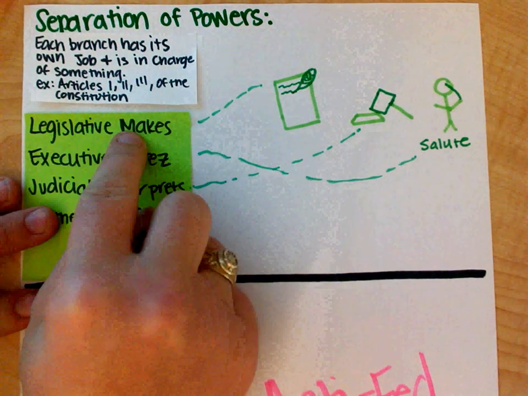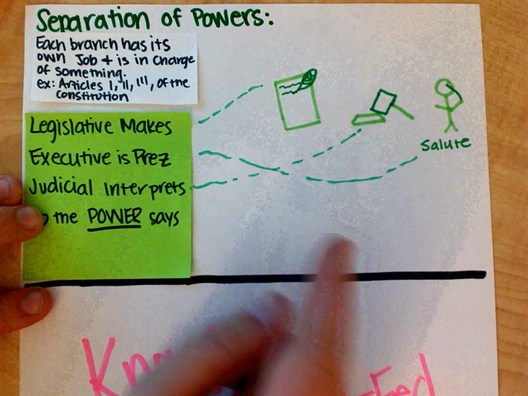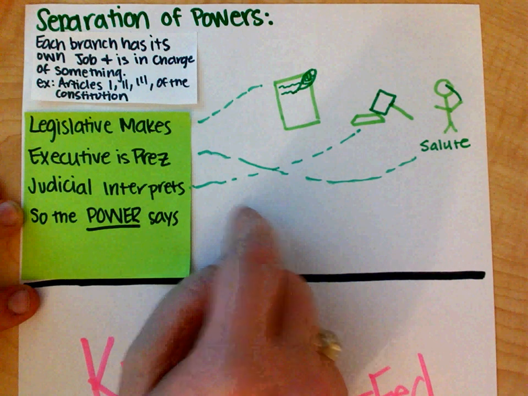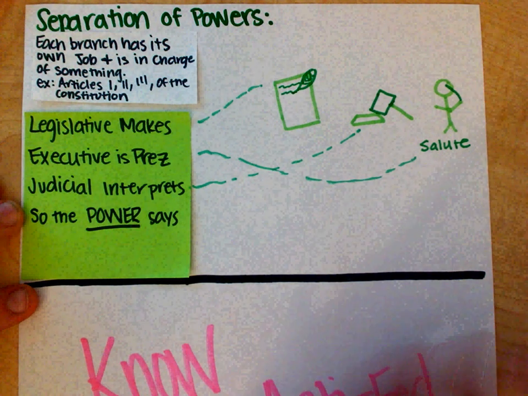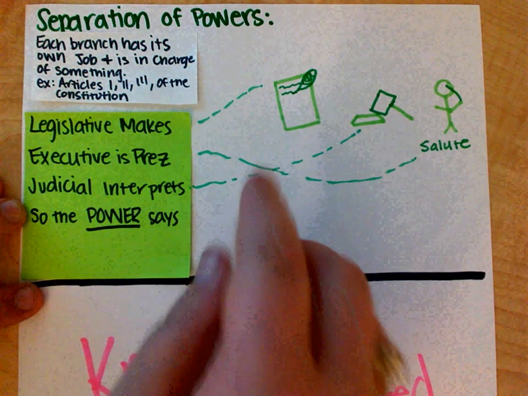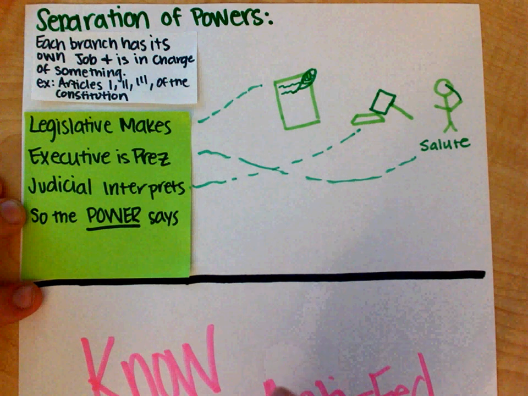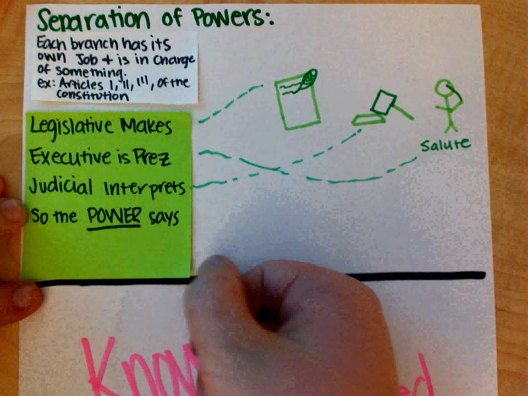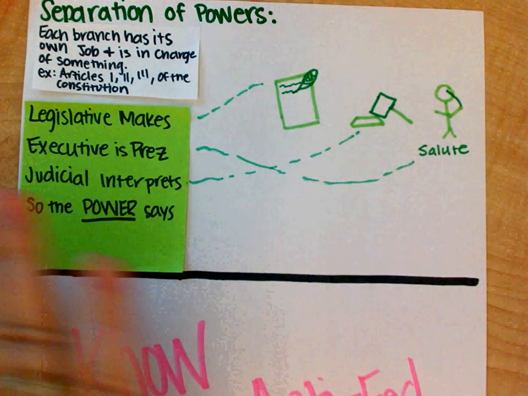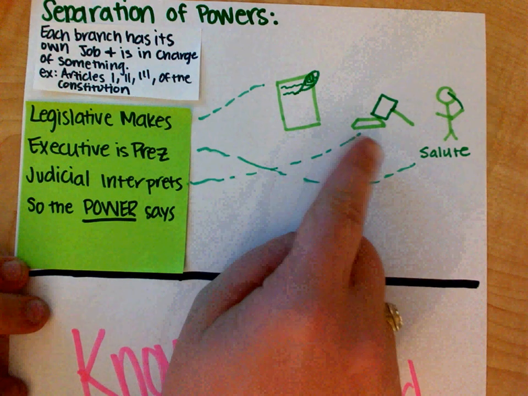Legislative branch makes the laws. The executive branch is the president and the people that he surrounds himself with. The judicial branch interprets the laws and says what laws are constitutional and what laws are not constitutional. So our chant for this one is, legislative makes, executive is pres, you do a salute. Judicial interprets, and I had you pound your fist for this one. Legislative makes, executive is pres, judicial interprets, so the power says.